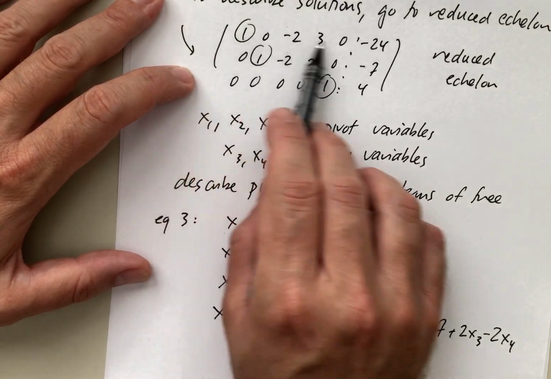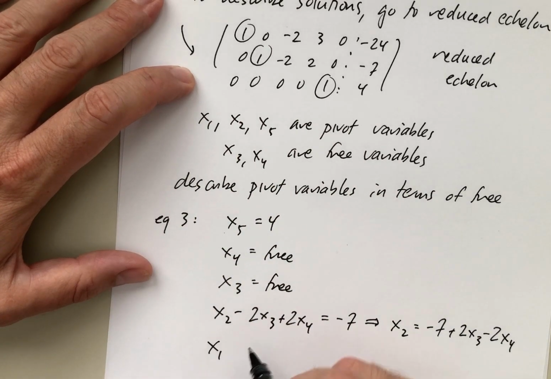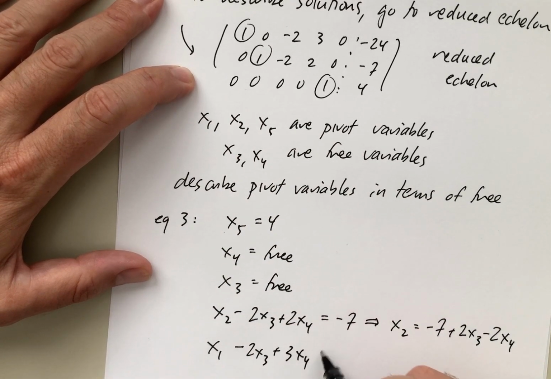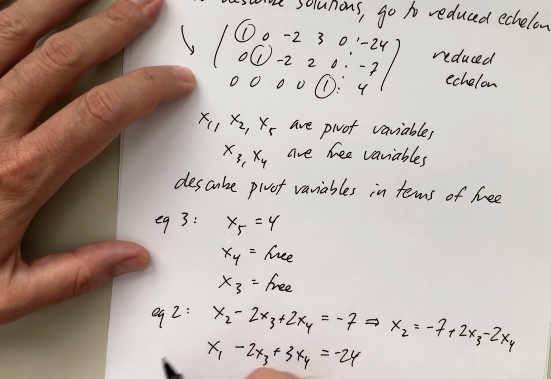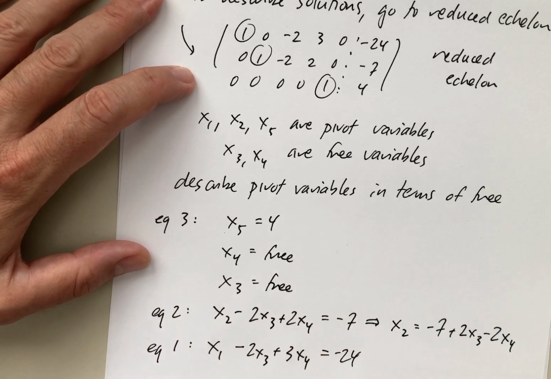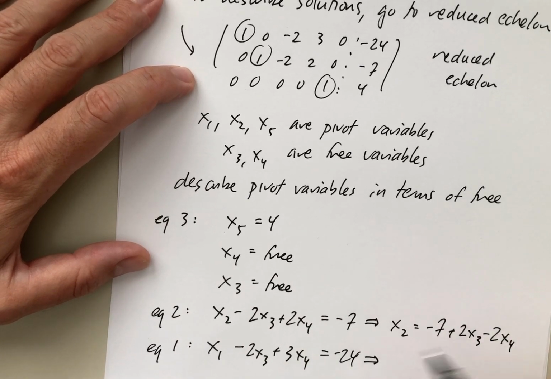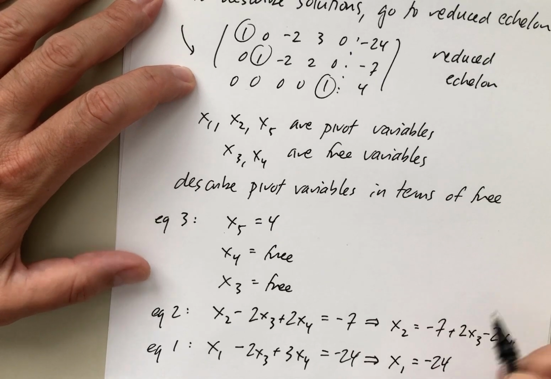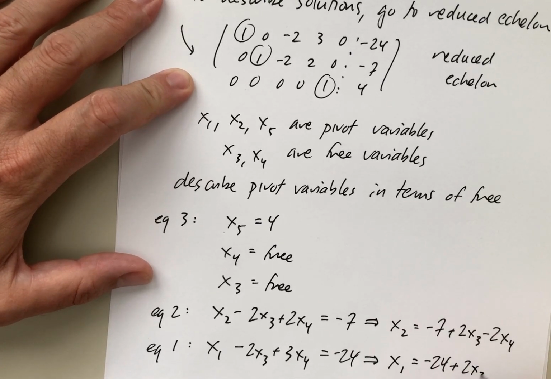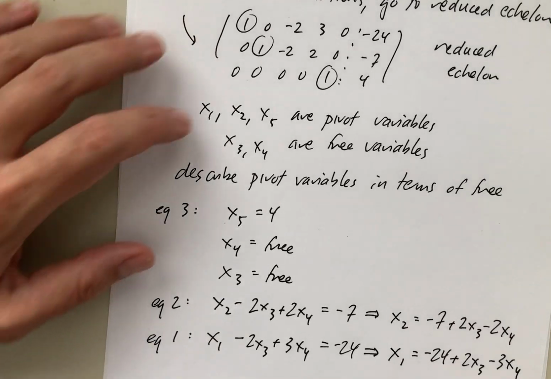So for x1, that's in a pivot row, so I write down that equation. It's x1 minus 2x3 plus 3x4 equals minus 24. This is equation 1, and the previous one was equation 2. Then I do the same thing: I solve for that pivot variable. x1 equals minus 24 plus 2x3 minus 3x4. Okay, and so that's my solution.